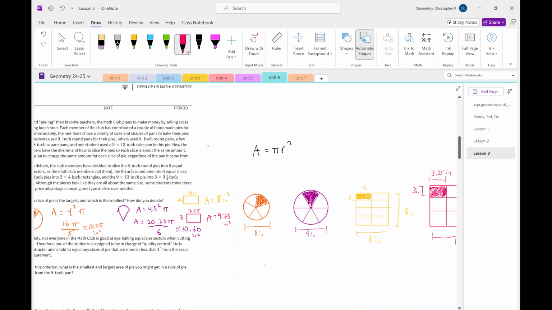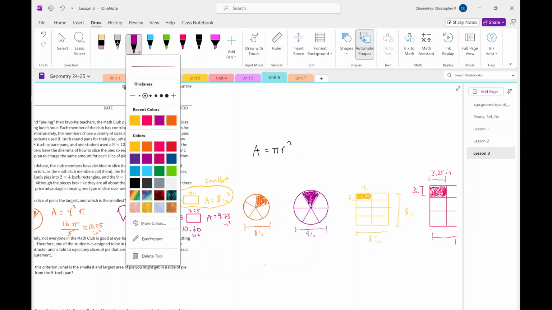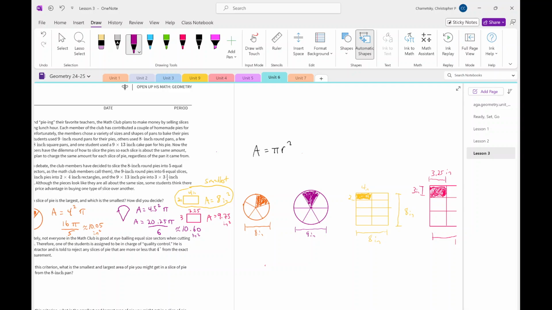square inches. So we can clearly see that the yellow one is the smallest. And the biggest is going to be our 9-inch pie divided into 6. So there's our biggest one.